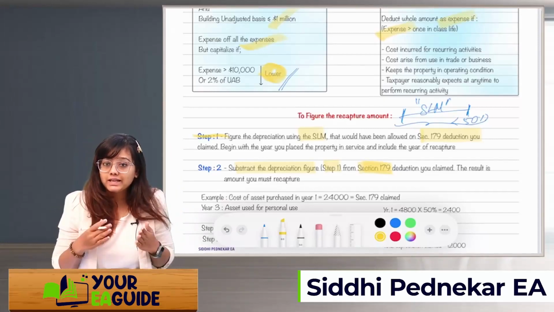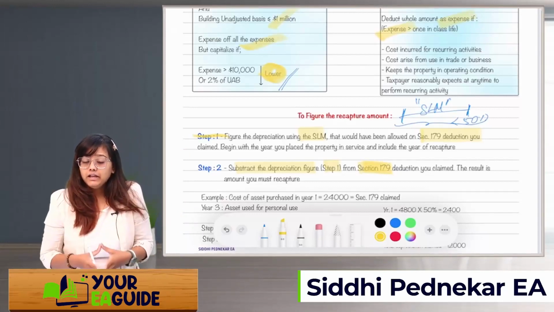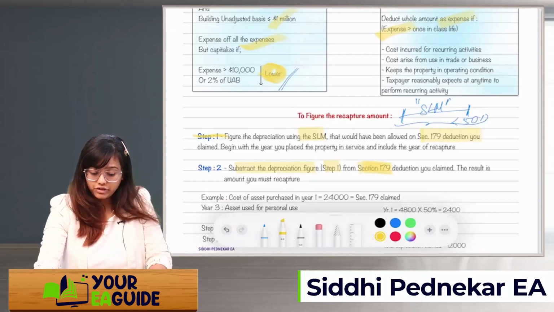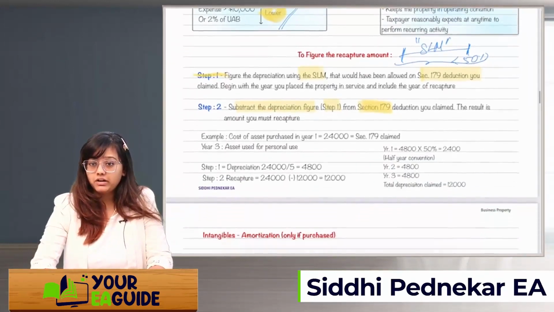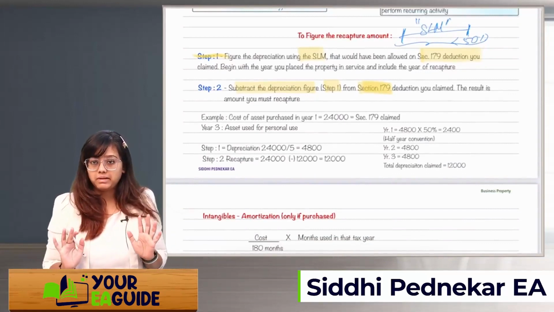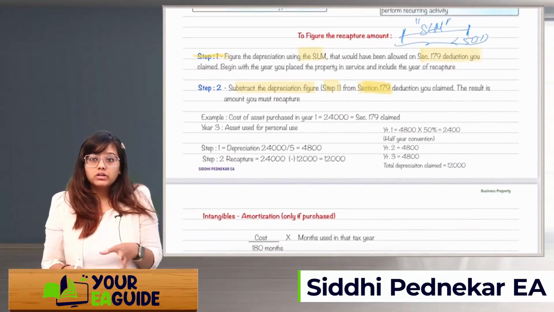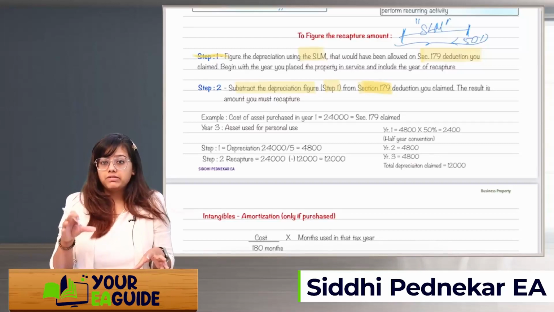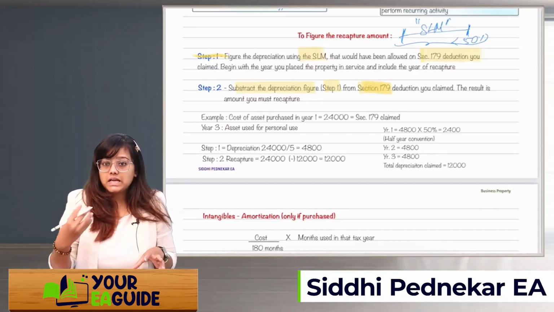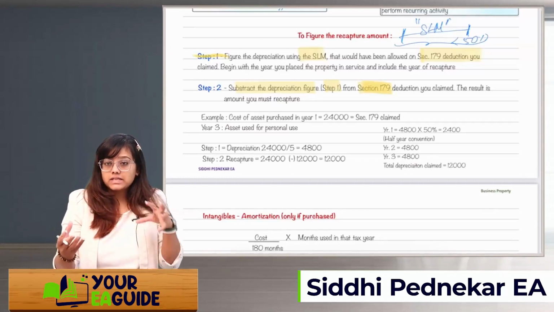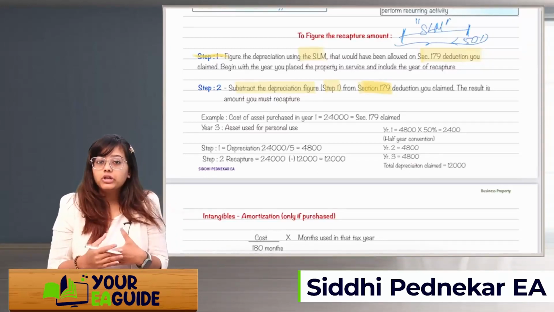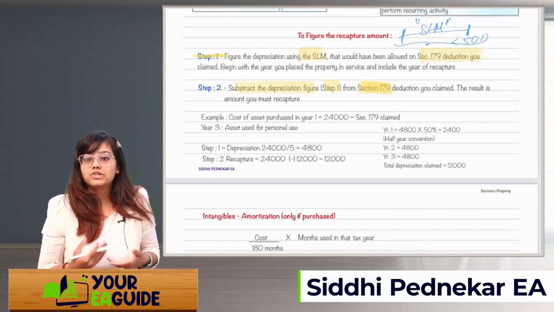Means what IRS is saying, ideally if you would have taken an asset and not taken a depreciation benefit, then you would have used the SLM method. They deem it as the SLM method. So take out the difference between SLM and 179. Whatever 179 deduction you have taken, reduce the SLM depreciation that you would have taken. That amount you need to recapture and include as income.